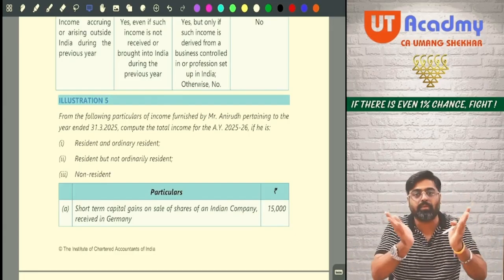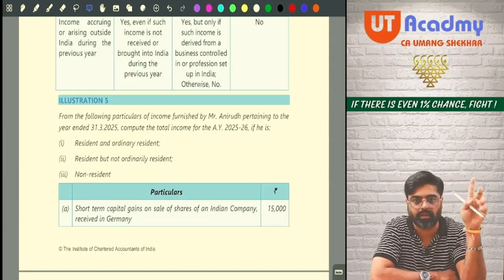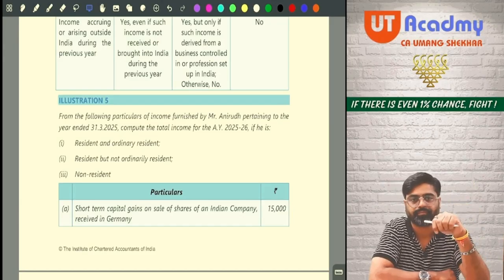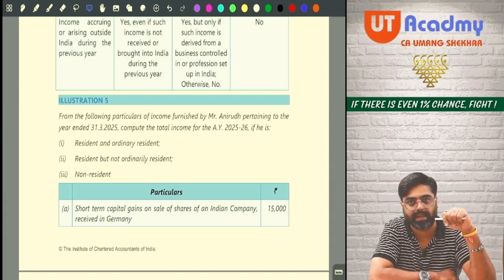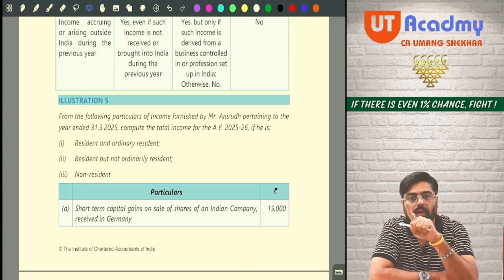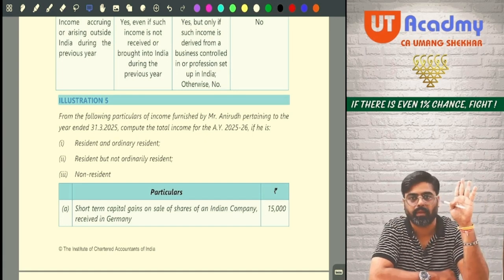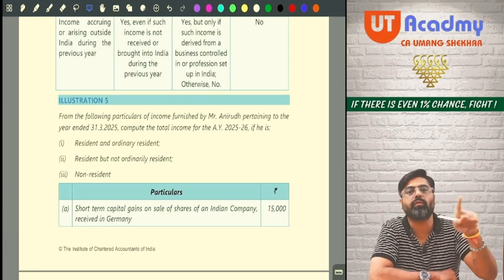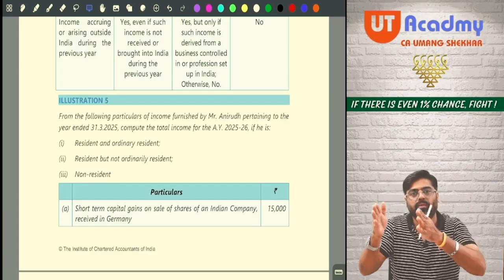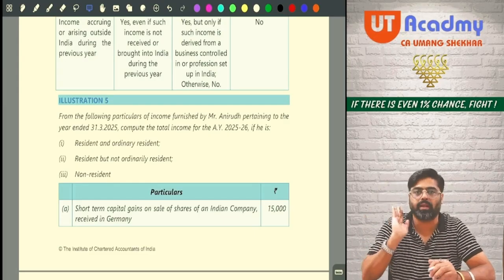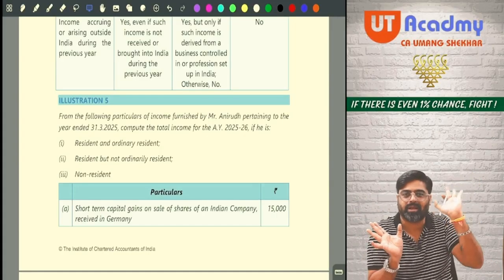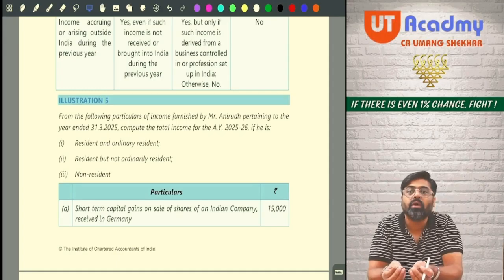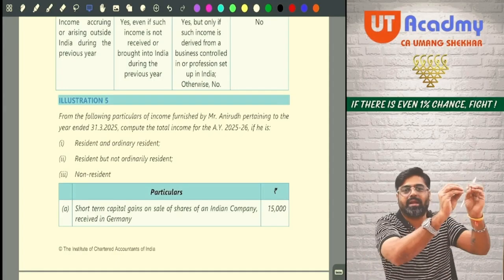So our format will be made like this: we will write down the name of the assessee, Mr. Aniruddha, Individual, PAN, previous year 24-25, assessment year 25-26, and we will write down computation of total income. Now we will prepare a format. In that, the first column will be for particulars. In that column we will write all the incomes. We are supposed to copy the income and paste it there, same as it is, in the particulars column.